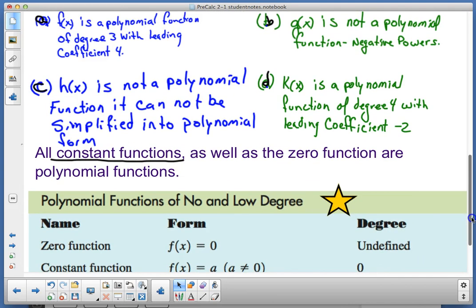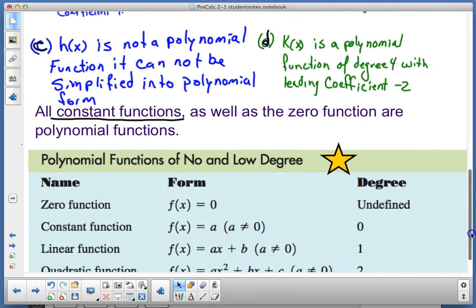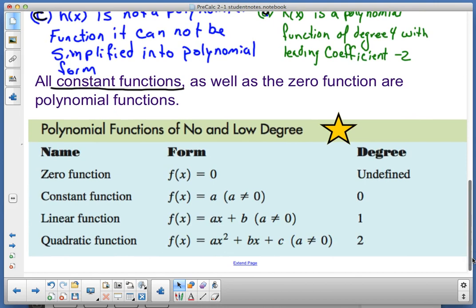Now, all constant functions, as well as the 0 function, are polynomial functions. The 0 function, f of x equals 0, has an undefined degree. People ask, what do you mean constant function? Think horizontal line, anything that goes straight across the graph. Horizontal lines are degree 0, constant functions. That's a polynomial function.